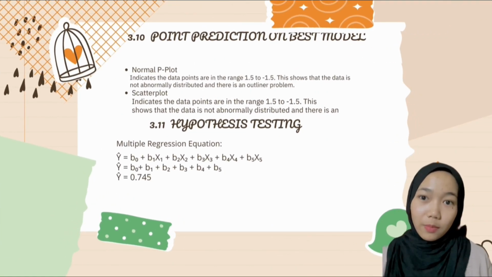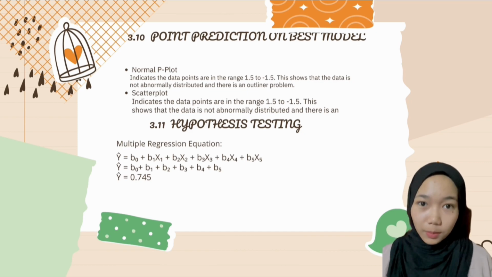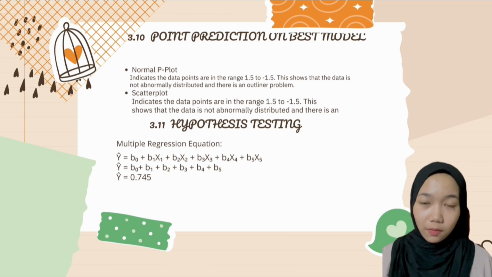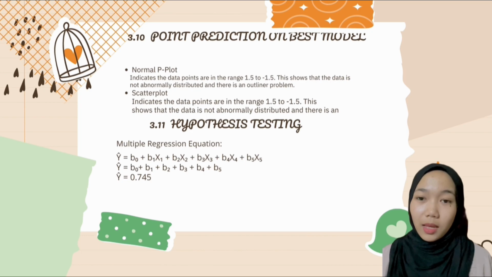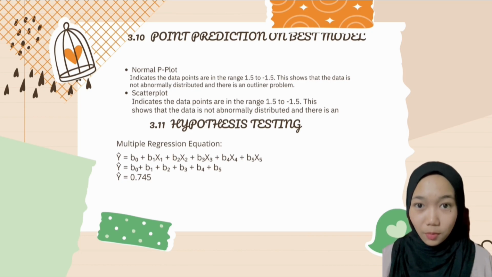3.10 is point prediction and best model. For normal p-plot, the data points are around the 45-degree line, and this indicates that the data is normally distributed. Meanwhile, for scatter plot, the data points are in the range 1.5 to negative 1.5. This shows that the data is normally distributed and there is no outlier problem.